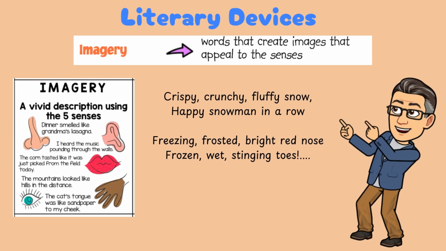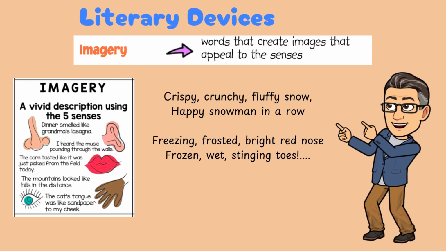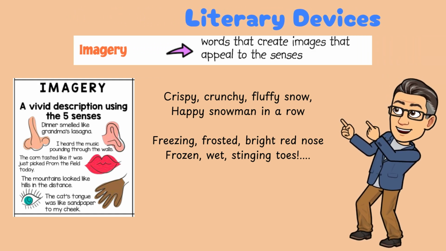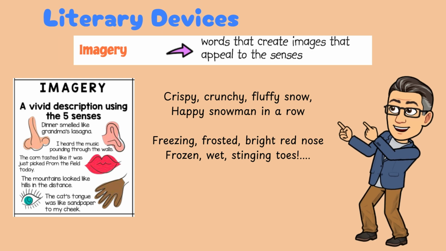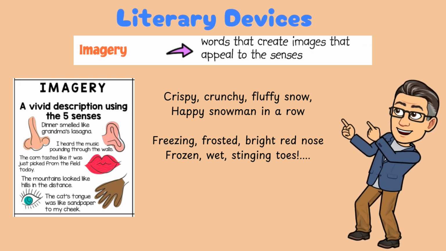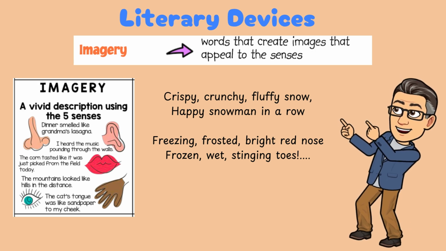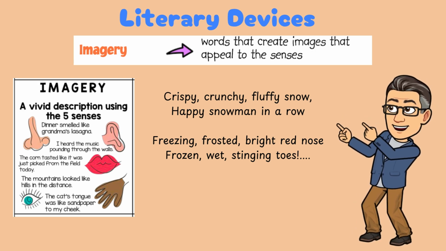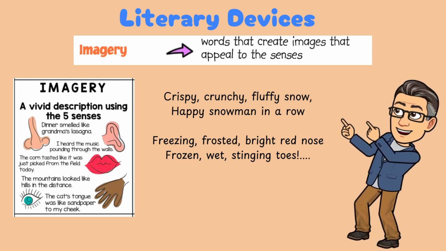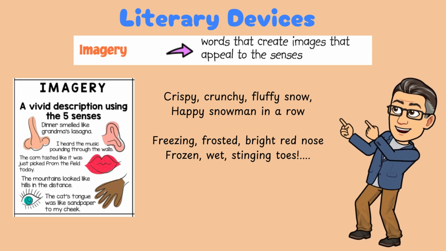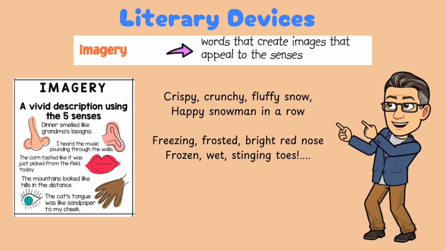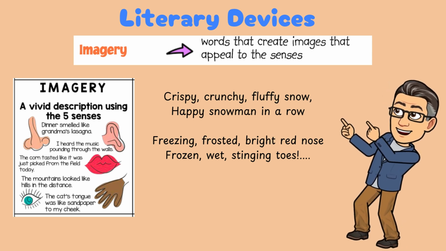Let's now talk about the literary devices used for elements in a poem. Authors can use imagery as an element. The use of imagery is using words that create images that appeal to the senses. We have 5 senses: smell, hearing, taste, sight, and touch. Let us look at this example of an imagery poem stanza. Crispy, crunchy, fluffy snow, happy snowman in a row. Freezing, frosted, bright red nose, frozen, wet, stinging toes. This author used imagery to create this poem. Note the author used your hearing sense when he used the word crunchy, and your sight sense when he used the word bright, and your touch sense when he used the word fluffy.